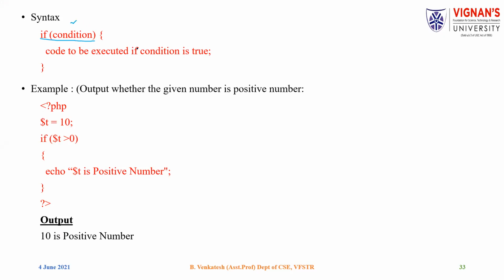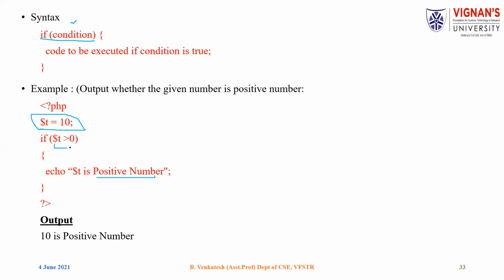Conditional operators, you already know how to write a condition, depending upon our operation. Here we are checking whether the given variable is a positive number or not. That is only the if condition we are doing. If the given number is a positive number, it will give the message as positive number.